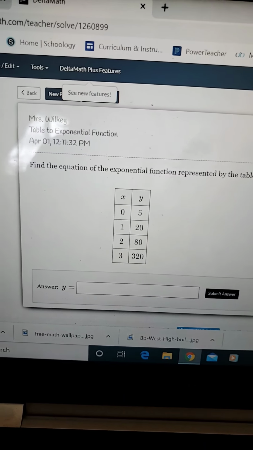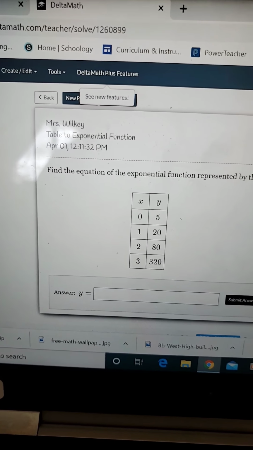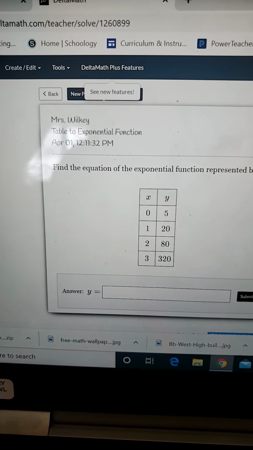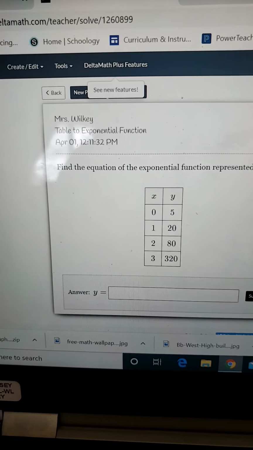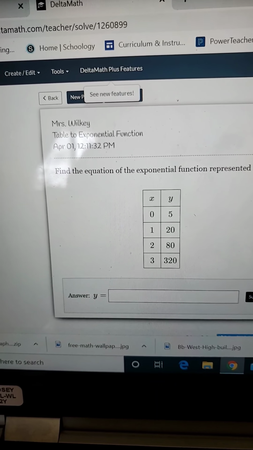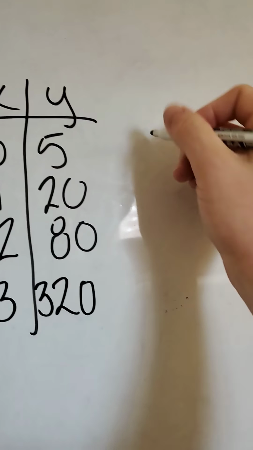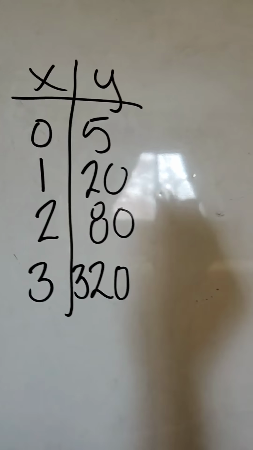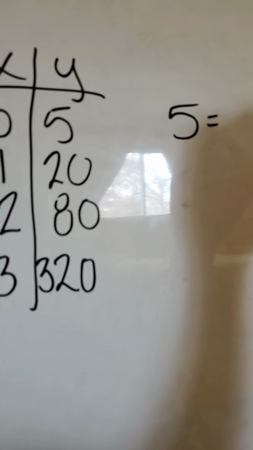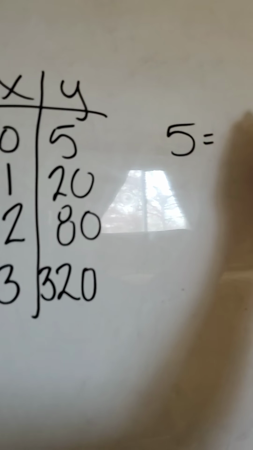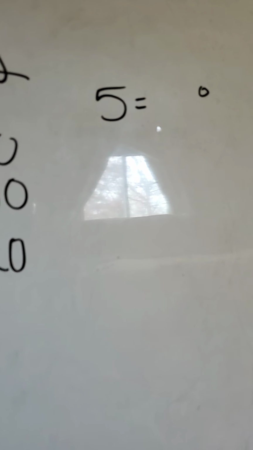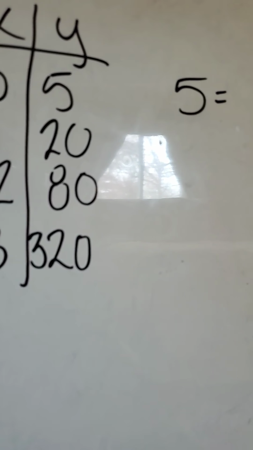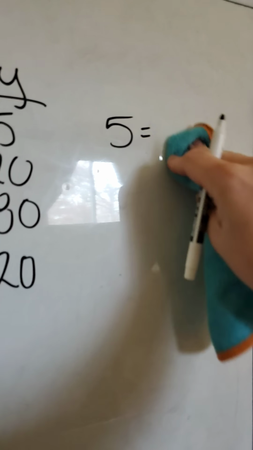So I'm just going to replicate this table on my whiteboard here. 0, 5, 1, 20, 2, 80, 3, 320. Okay. All right. So I see that when x is 0, y is 5. So 5 equals something to the 0 power? Well, anything to the 0 power is 1, right? So there's no way that this is this and that's it, because anything to the 0 power is 1.